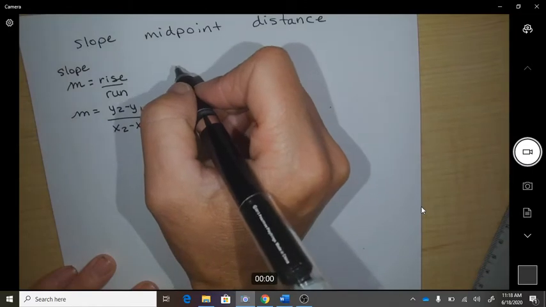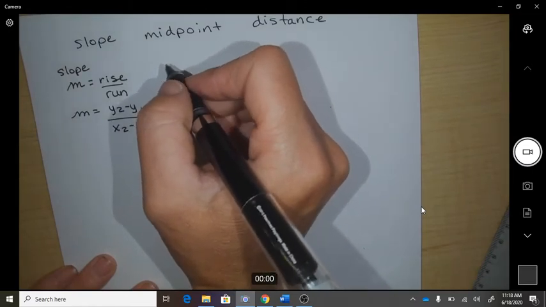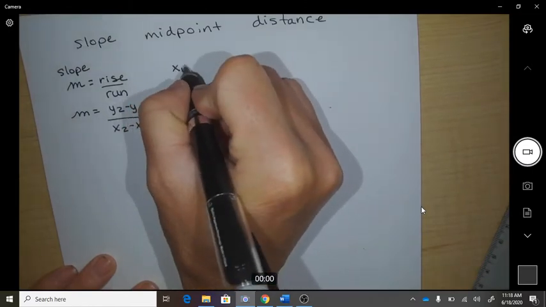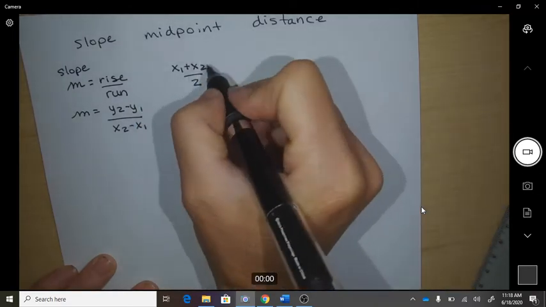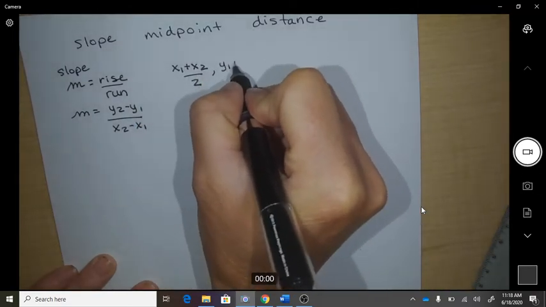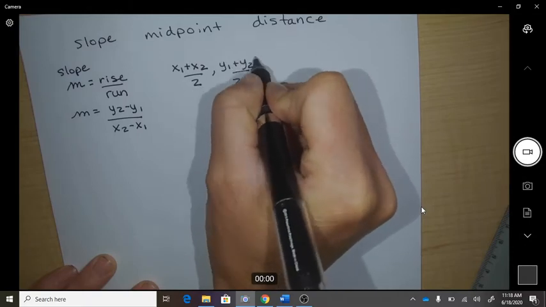Midpoint, so halfway between. Okay, so you're going to take adding your two x's and averaging them, and adding your two y's and averaging them.